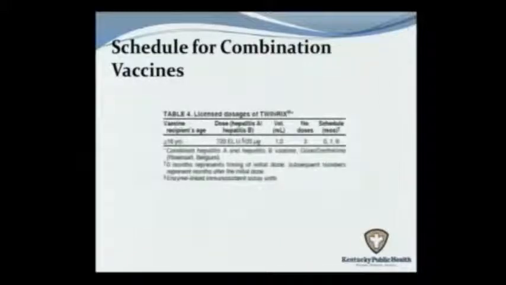And this is the schedule for the combination vaccine. Of course, this is recommended only for people over 18 years of age, and the schedule is given at 0, 1, and 6.